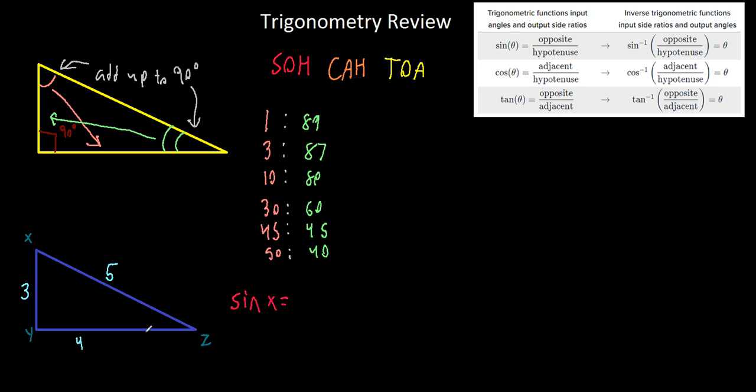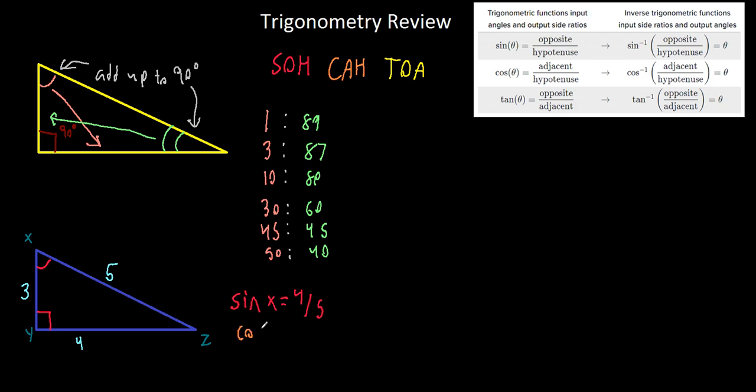Sine of X would equal the opposite over hypotenuse. The opposite of angle X right here is just 4, and the hypotenuse is the longest side, or the side that's opposite to the right angle. That's 5. So 4 over 5.